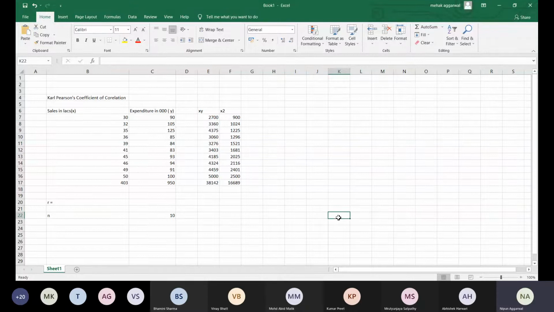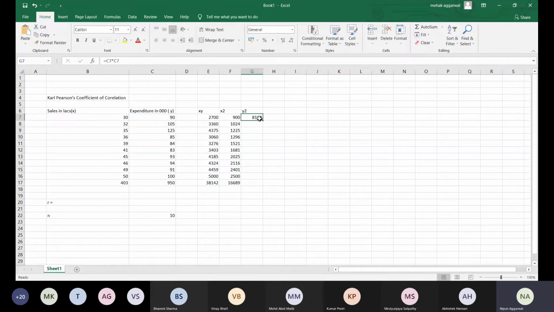Clear? Then you want n in the denominator, it is under root of n sigma x square, that you have already calculated, minus sigma x whole square. Sigma x you have already calculated as 403. So sigma x whole square. Then next is under root of n sigma y square. For that you want y square. So calculate the y square from the data, which will be equal to this multiplied by this.